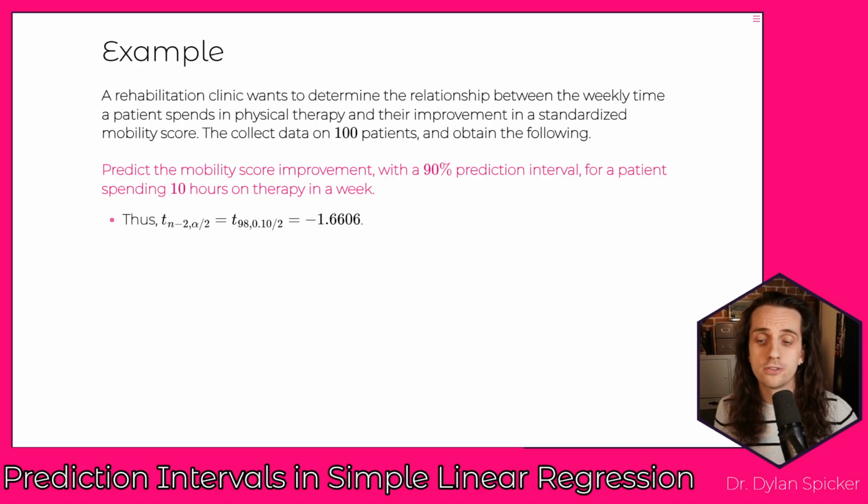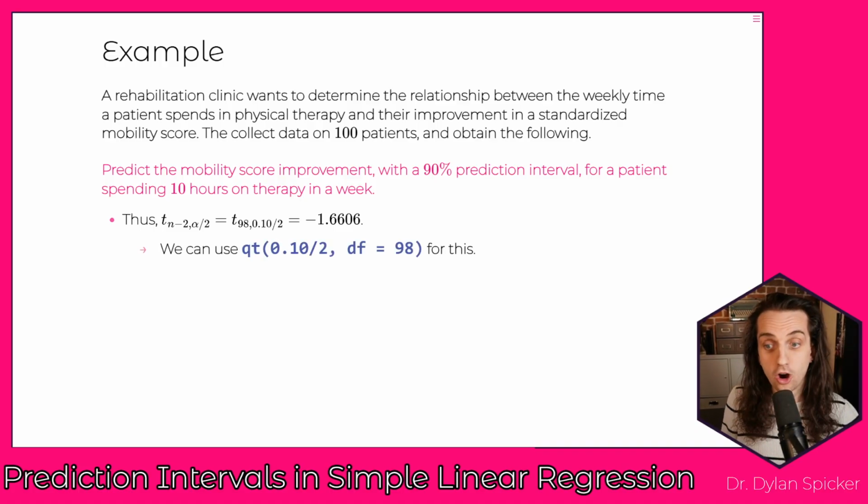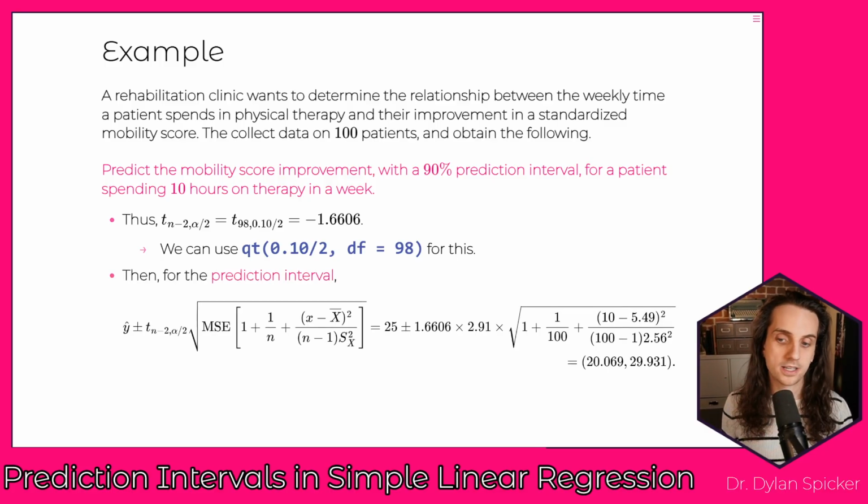So we need to get our critical value. That's going to be from the Tn-2, or the T98 distribution in this case. We want alpha over 2, which is 0.1 divided by 2. This gives us 1.6606. We can get this in R using the qt function. The qt function takes 0.1 over 2 as the level, and then the degrees of freedom is going to be 98. Taking all of this, we plug it into our prediction interval formula here.